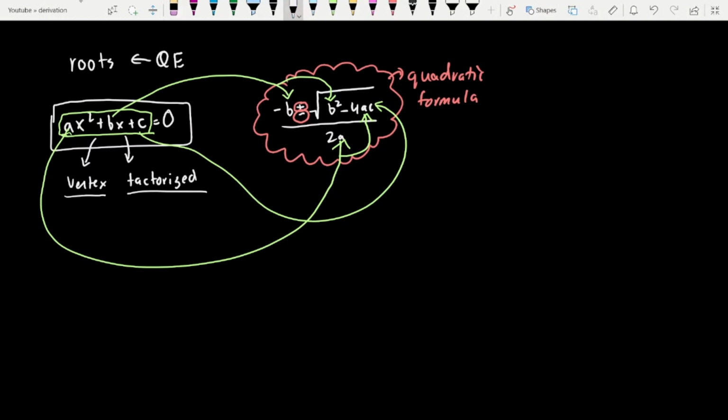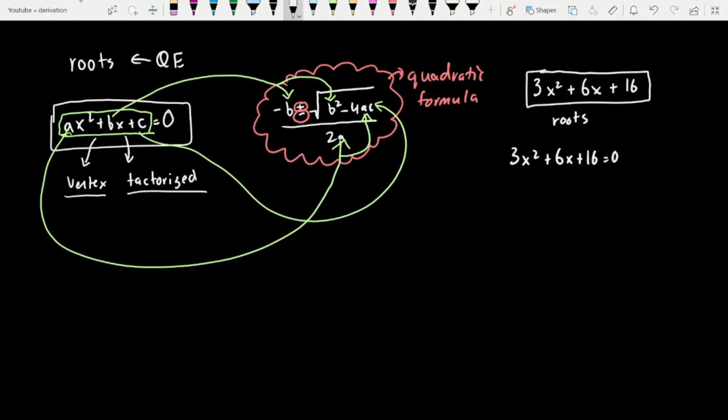So let's say we have a quadratic equation. Let's say it's 3x squared plus 6x plus 16. This is our quadratic equation, and we're trying to find the roots. So what do we do first? Well, we got to put this equal to 0. That's what we do first. Now we can either convert it into its vertex form or its factorized form, but we don't want to do any of that. We just want to use the quadratic formula and solve it that way. So I'm going to write my quadratic formula.